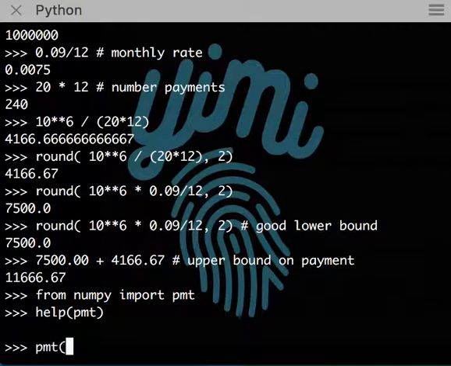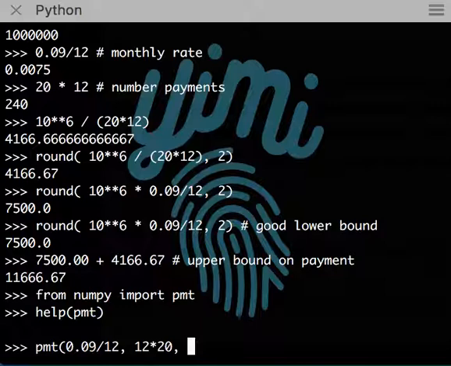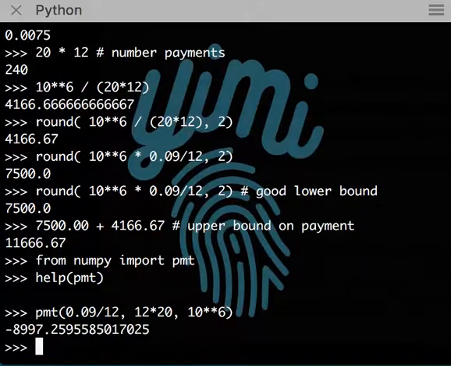So I'm going to do it like this. The rate is now the rate per period, which is monthly. So it's again 0.09 divided by 12. Number of periods is 12 times 20. That's the number of months in 20 years. And the present value is the principal amount of 1,000,000, or 10 to the power 6.